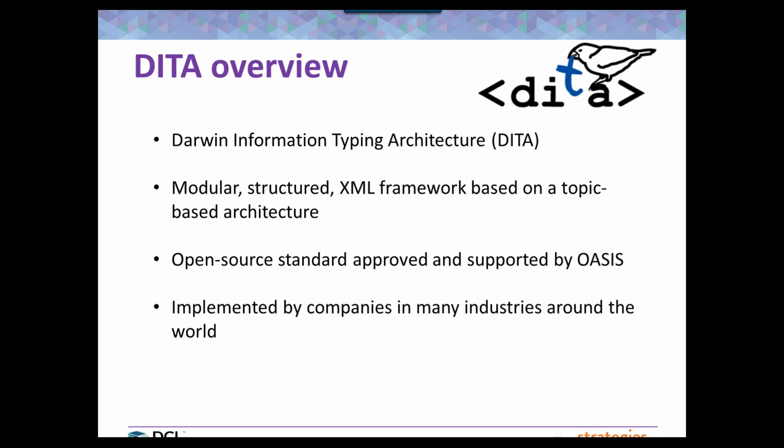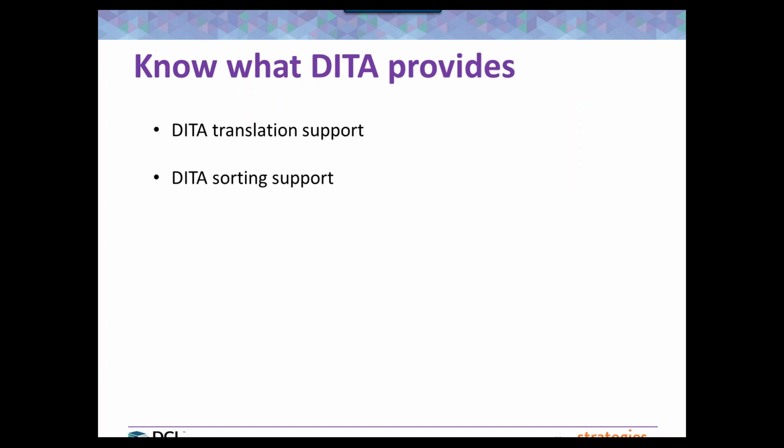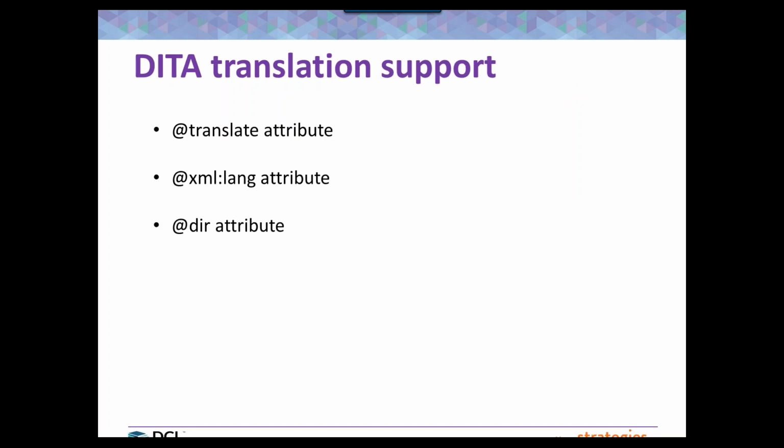And if you are looking to leverage DITA for translation, one of the things that you need to be aware of is how those choices around your architecture could impact the efficiency of your translation. So I'm going to talk about what DITA provides in specific around translation support, and then how the DITA sorting support also helps you with translation. So with a translation, it's really around the attributes on the elements, and I'm going to talk about these three attributes.